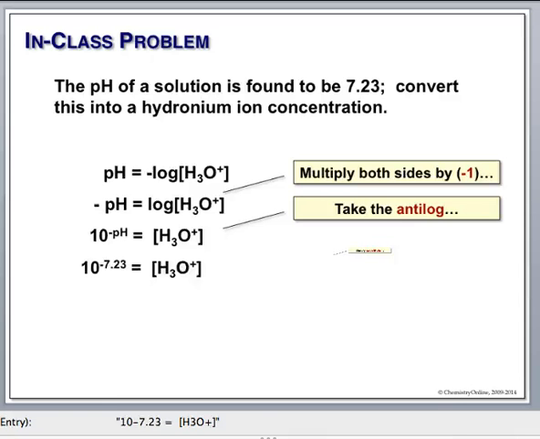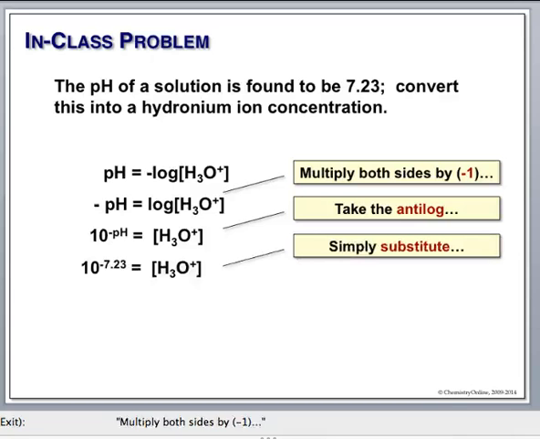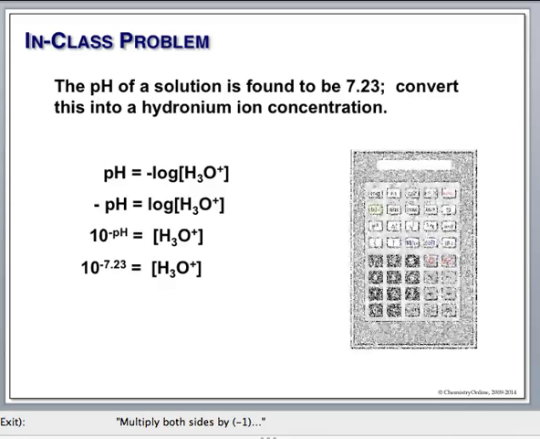So, very functionally here, here's our pH that we were given, 7.23. We made it a minus pH. That is our hydronium ion concentration. Again, very operationally, what do you do here? You take your pH, you change its sign, you do 10 to the minus pH.